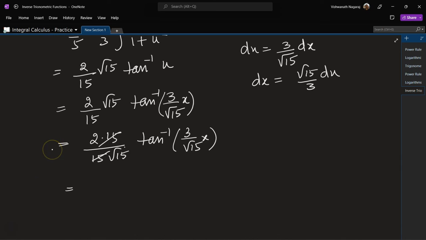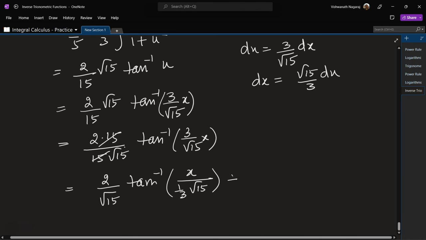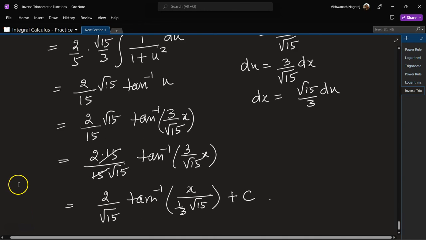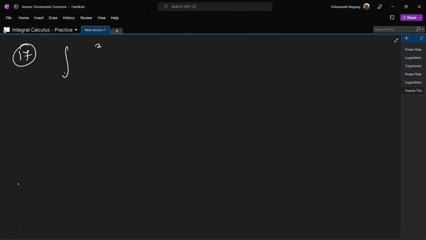So which means we have 2 by root 15 tan inverse of this 3. We can actually take it down. So we can write it as 1 by 3 root 15, or we can leave it as 3 by root 15x, and plus c. Now 17th one. Integral of 3 by pi by 2 plus 5x squared dx.